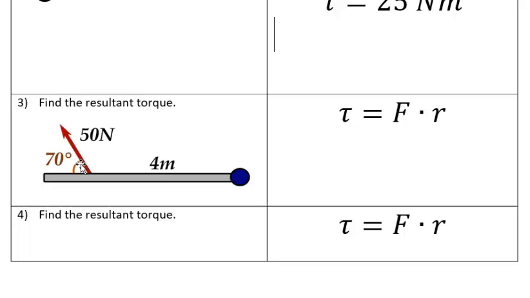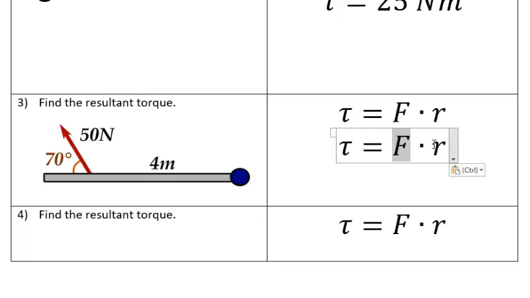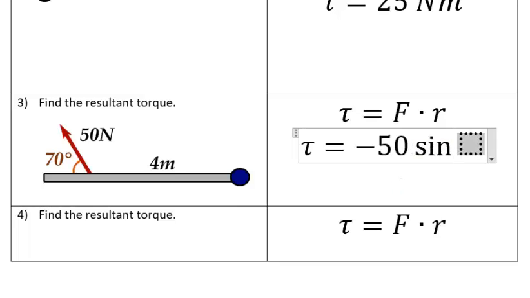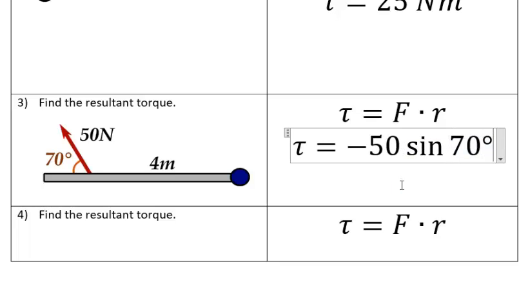Now, what happens in this scenario? I have a diagonal force, so I don't like that. I'm going to convert it into a vertical force by applying sine. Okay, and what about the torque? It's going to rotate in this direction, which is a negative direction. So I'm going to put a minus, then I'm going to put 50, and to transform it into a vertical force, I'm going to put sine of the angle. Okay, that's what you need to do.